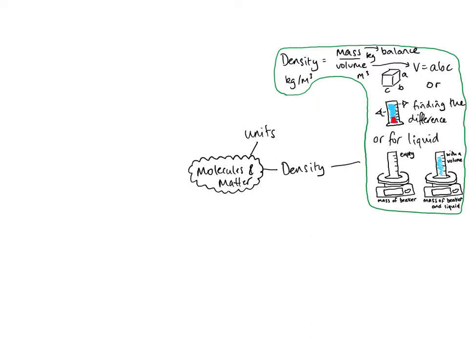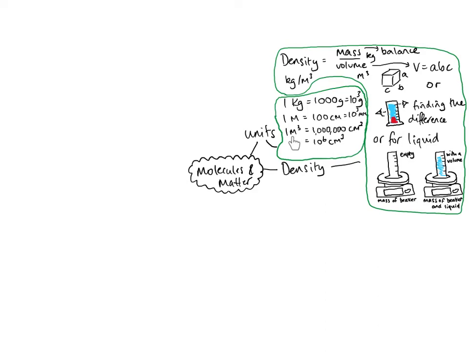So it's important to also be aware of the different units involved with this topic too. So 1 kilogram, that's 1,000 grams, or 10 to the power of 3 grams. And 1 meter, that's the same as 100 centimeters, or 10 to the 3 millimeters. So that then means 1 meter cubed is 1,000,000 centimeters cubed, or 10 to the power of 6 centimeters cubed. And finally for this bit, that means 1,000 kilograms per meter cubed is equivalent to 1 gram per centimeter cubed.